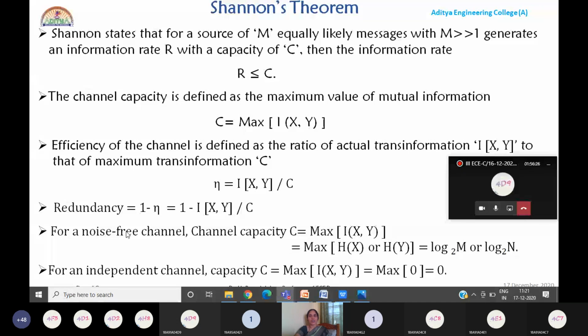The first property is for a noise free channel. Sorry, the channel capacity is log m base 2 or log n base 2 because I(X;Y) is either H(X) or H(Y). And for an independent channel, because mutual information is 0, channel capacity is also 0. Please list these 2 points as the properties, and we can discuss the remaining properties in tomorrow's class, so that we can finish our 4th chapter.